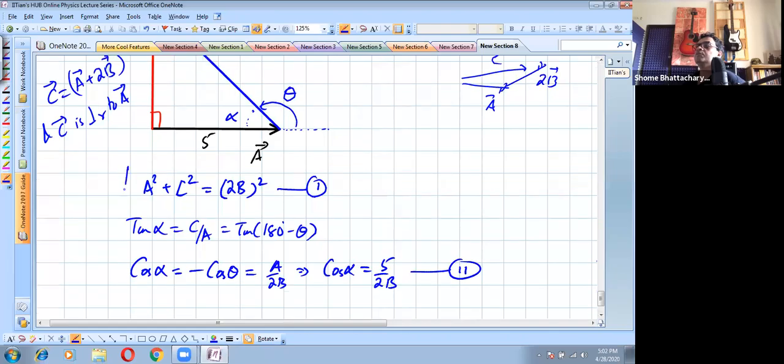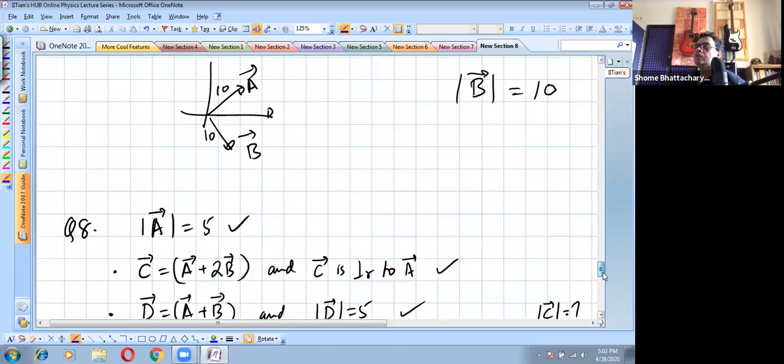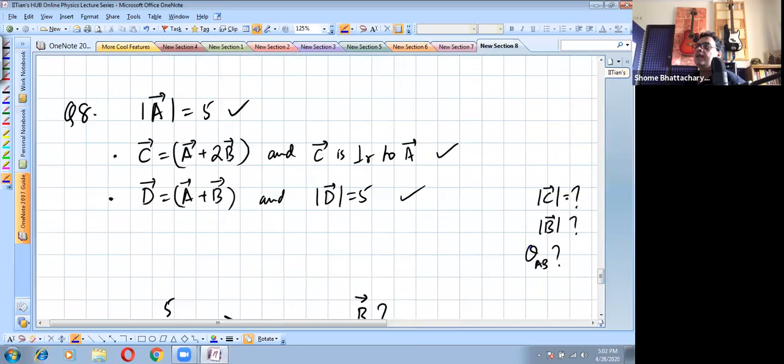Okay, this is one information I'm getting, and this is the second information I'm getting. Now both the information are going to come useful for me, because see what I have to find out. I have to find theta, and theta in that diagram is 180 minus alpha. So if I can find out alpha, it will be useful. So I've got alpha as an unknown, and I have to eventually also find mod C and also find mod B.